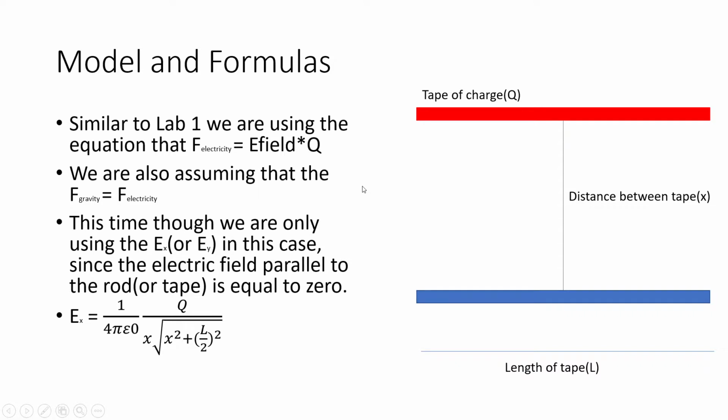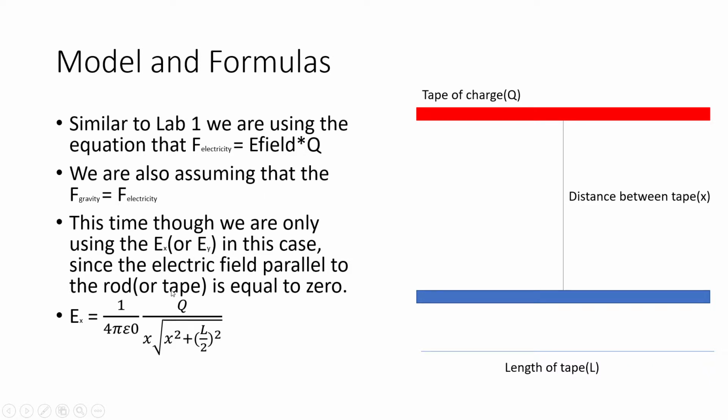Here are some of our models and formulas. At the right, you have a model of the tape, the charge of the tape Q, the distance between the tapes x, and then the length of the tape. And as I said, we're still using the equation that the force of electricity should equal the E field times the charge. And we're also assuming, the same as the first lab, that the force of gravity is equal to the force of electricity since the top tape is hovering.